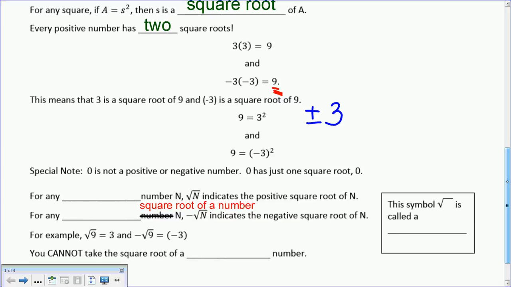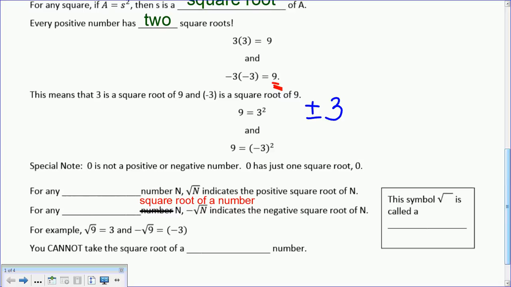There's one thing I need you to change down in here. You see where it's in red? So cross out the word number and write square root of a number. So for any positive number n, the square root of n indicates the positive square root of n. So obviously, if the square root was 3, that means 3 is the square root of 9, right?